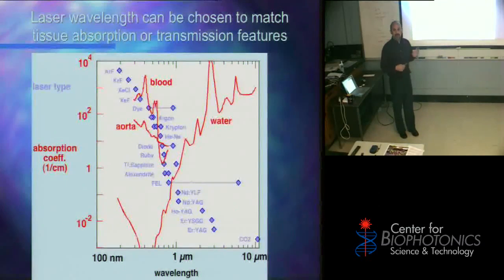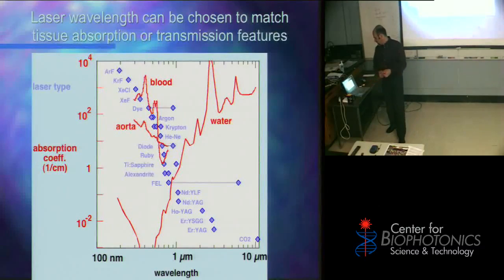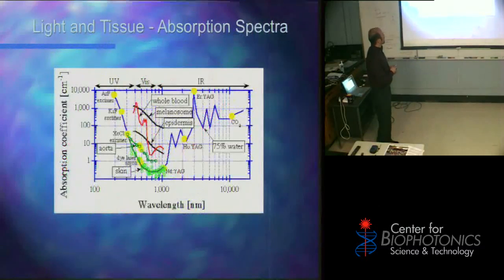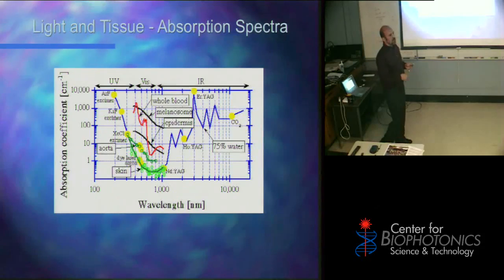Okay? So the optical window, this is another way to see it. This one has a few more things on it. It has whole blood, epidermis. It shows you the aorta. It shows you the absorption of skin. It shows you all these different things. And these little yellow spots just show you lasers that have that wavelength. So what laser would you use to look at what part of the spectrum?